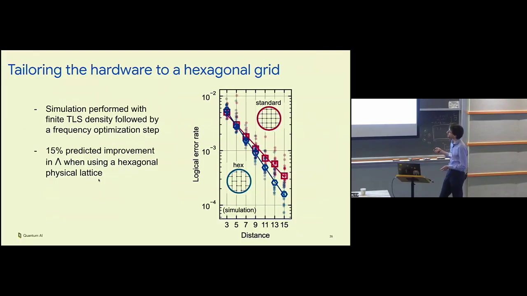So this is what we did, and we actually did the extra step in our simulation of removing completely the force coupler and trying to see which type of gain we can get, taking into account the TLS landscape. Those are the two curves, and what we are showing here is that if we are using a hexagonal grid with the current benchmark that we have, we could already gain a 15% increase on the lambda that we have. Meaning, if you think of this in other terms, this means that you can reduce the distance needed to reach a certain logical error rate by a pretty large factor.